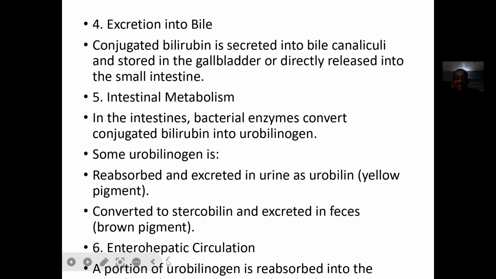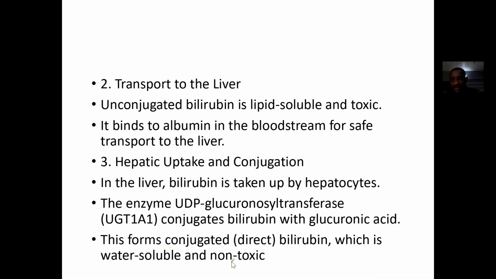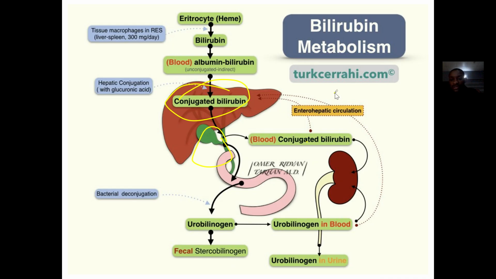Then enterohepatic circulation: a portion of the urobilinogen is usually still reabsorbed back. So this is what enterohepatic circulation is. Some of it goes out through urine, some of it through feces as stercobilin.